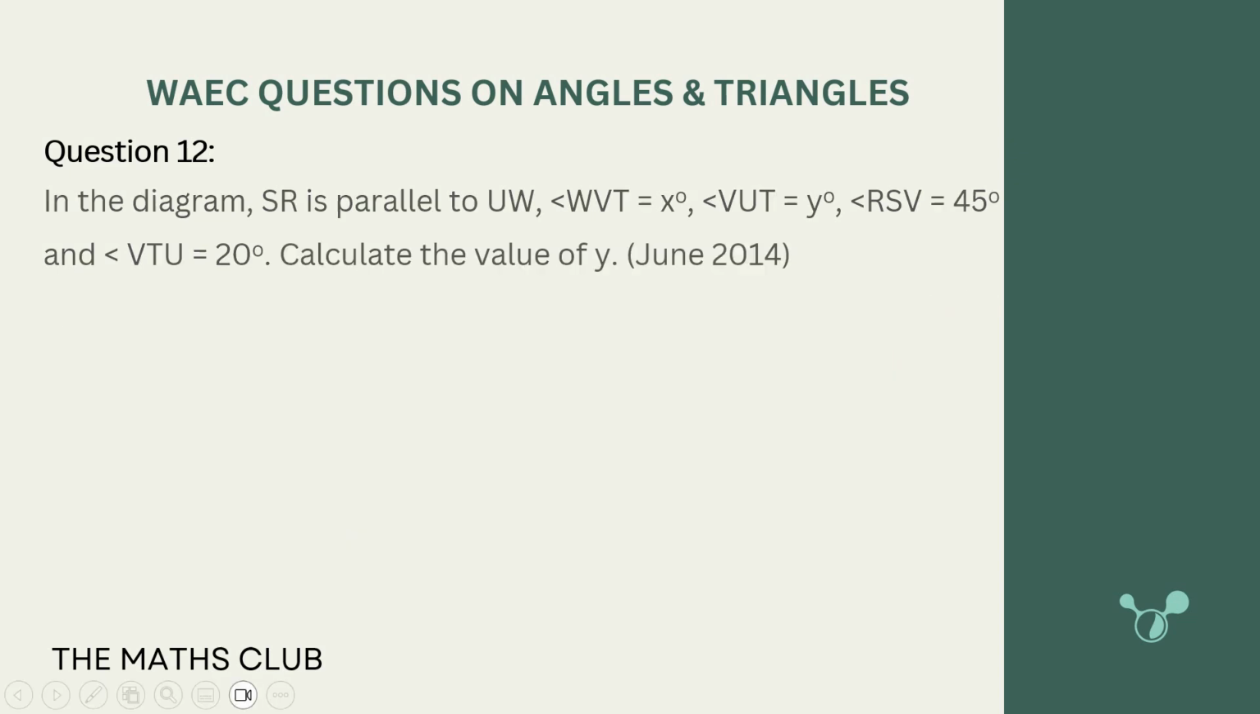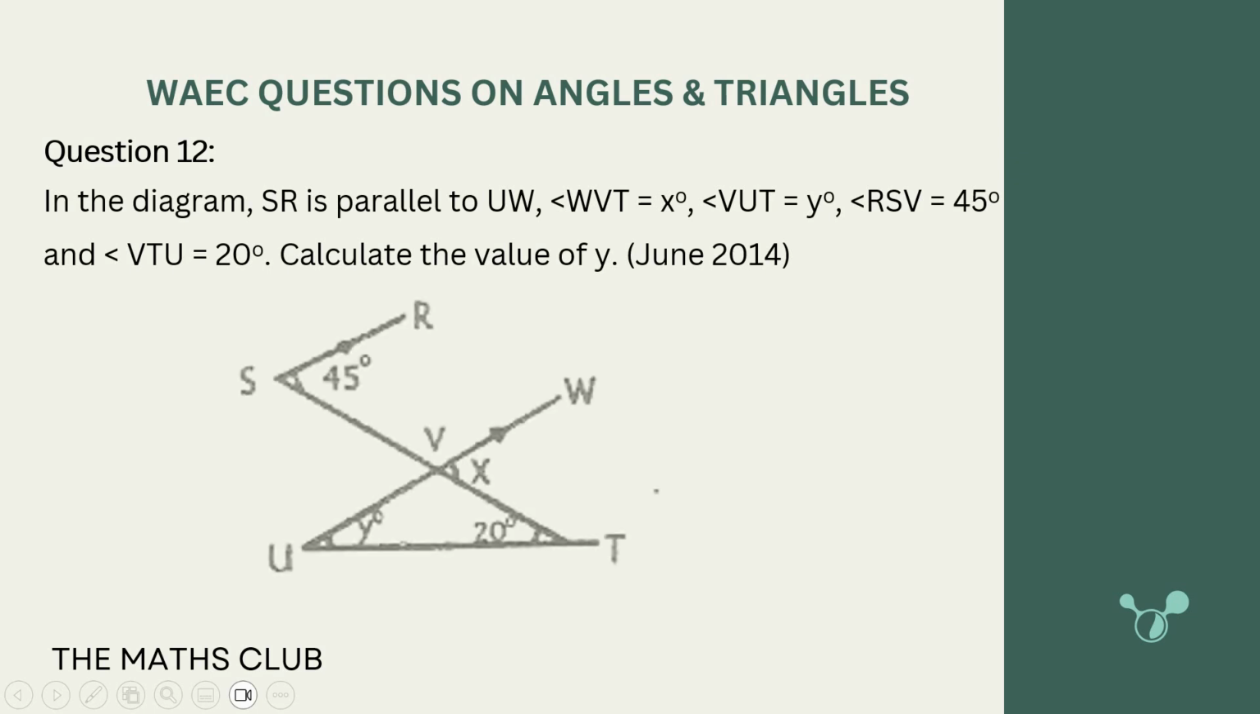Great. Question 12 states that in the diagram, SR is parallel to UW. You see the same question, but this time I'm told to calculate the value of y. What can we see from this? You can solve it anyway, but I'm seeing an external angle theorem. From the external angle theorem, this y plus this 20 must give me x. So x is equal to y plus 20 degrees.